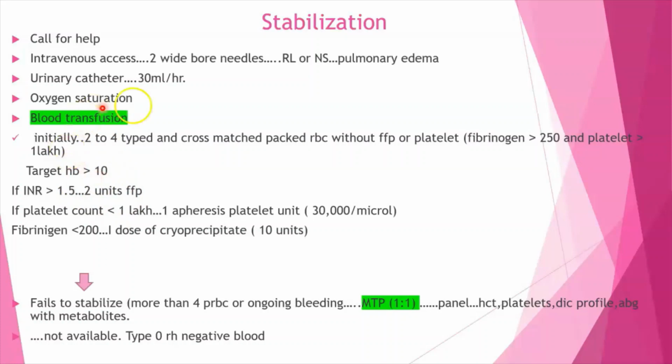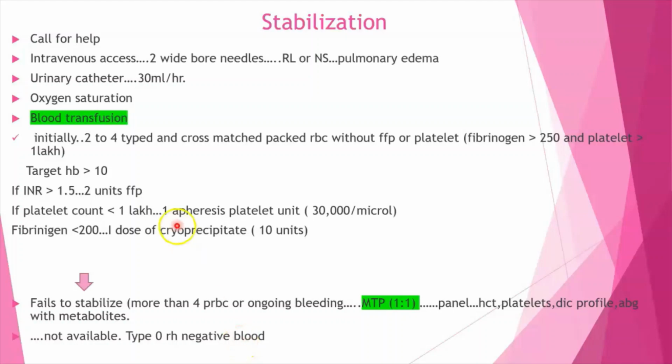Friends, if all this fails to stabilize, that is, if there is ongoing bleeding and more than 4 packed red blood cells are given, then we need to initiate the massive transfusion protocol. Massive transfusion protocol has a panel in which we constantly monitor parameters like hematocrit, platelets, DIC profile, ABG with metabolites. If massive transfusion protocol is not available, then we give type O Rh negative blood.